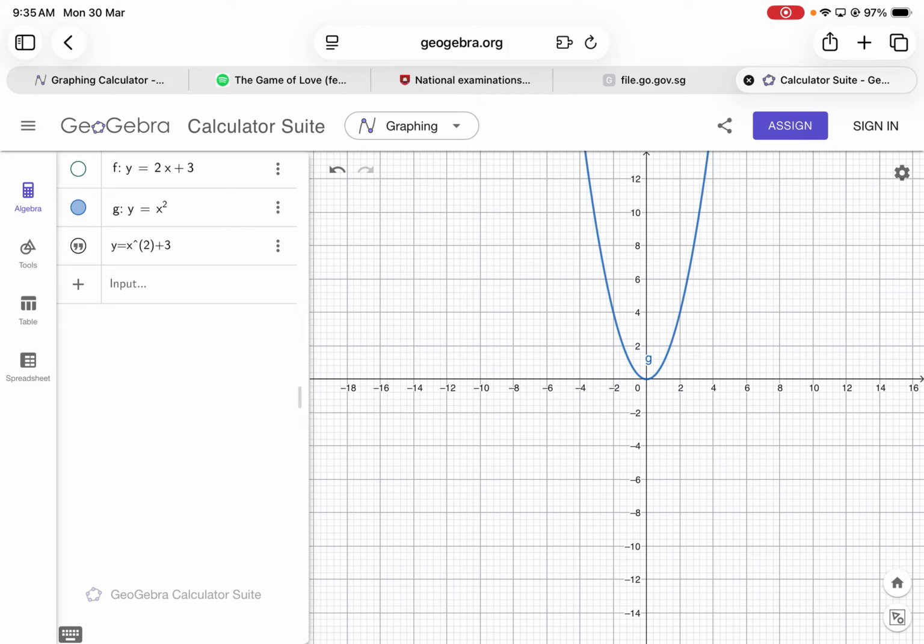Hey, you all can change different numbers here, a, b, and c.